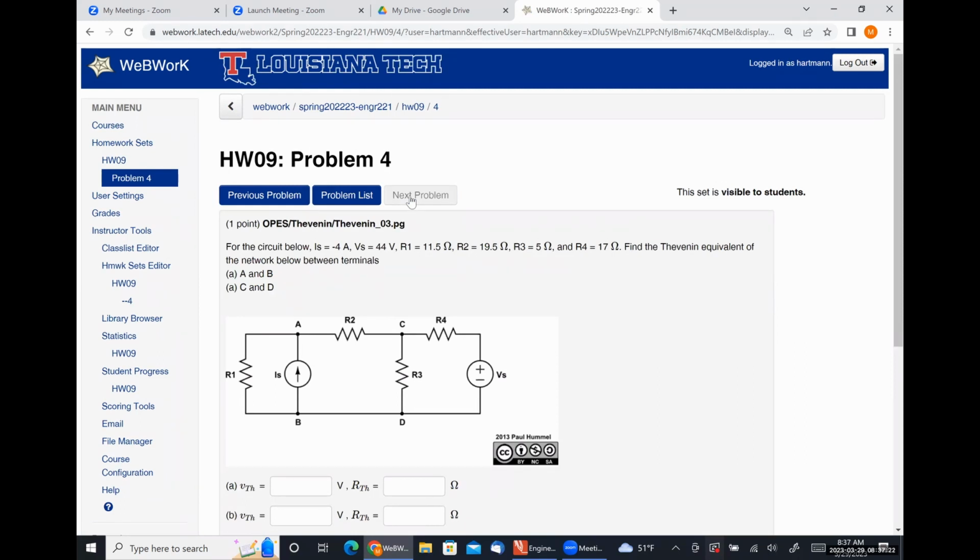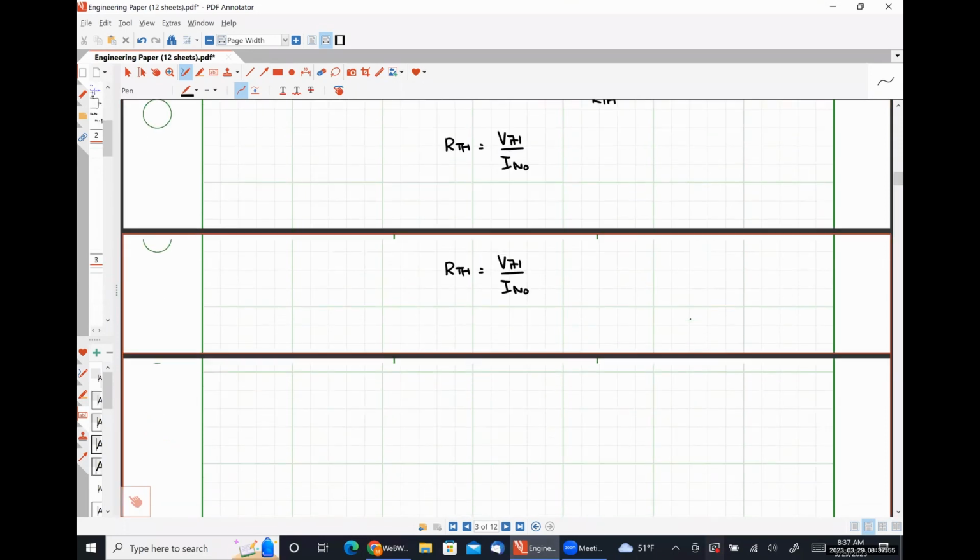Okay, so let's take a crack at this one here. So this is doing the exact same thing, but from a slightly different perspective, okay? So in this problem, you're given terminals to find the Thevenin equivalent with respect to, not a particular circuit element. All that really means is that you don't need to take anything out of the circuit. So I'm going to redraw this circuit here. R1 is 11.5 ohms. So let's throw this on a new page.